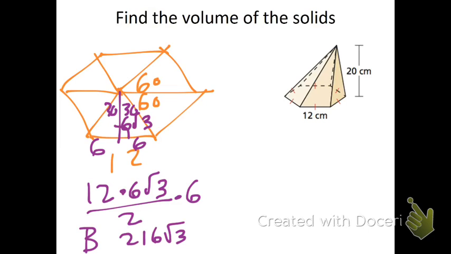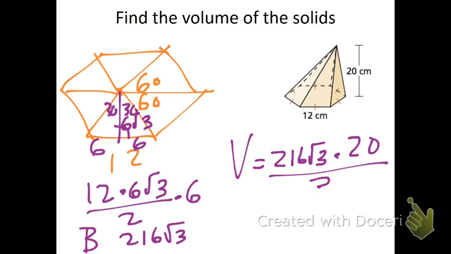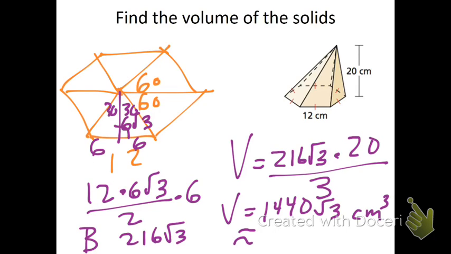Okay. So now for volume, we're going to take 216 root 3, multiply it by the height, which is 20, and divide by 3. And you get 1440 root 3 cubic centimeters as the volume of this pyramid. And if you wanted that as a decimal, then you just multiply 1440 by root 3, and you get it to around 2,494.1 cubic centimeters. And that's it for volume.